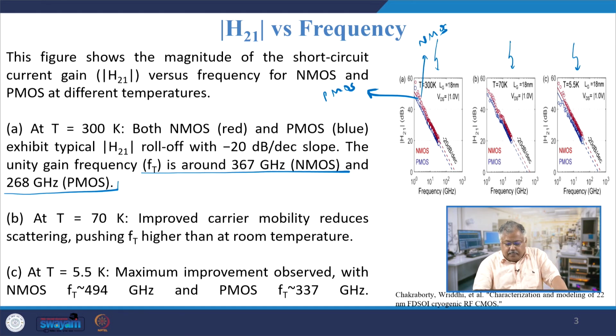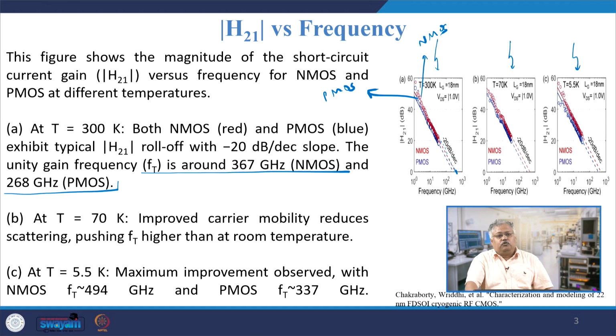At 77 K, how do you find it? That is what you are doing, right. You did a lot of measurement at low frequency and then you start extrapolating it backwards at 20 dB per decade, where it cuts the x axis, that happens to be the value of your FT. Now, you can see in most of the cases that at 77 Kelvin there is reduced scattering, which improves the mobility, and therefore FT is pushed higher than at room temperature. So, it is slightly higher than room temperature, whereas at 5.5 Kelvin the improvement is very large.